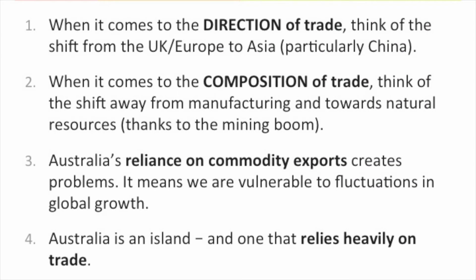Okay, what should you take from this video? First, when it comes to the direction of trade, think about the shift from the UK and Europe to Asia. Second, when it comes to the composition of trade, think about the shift away from manufacturing and towards commodities such as iron ore. Third, Australia's reliance on commodity exports creates problems. It means that we are vulnerable to fluctuations in economic growth, particularly among our major trading partners. And remember, while no man is an island, Australia is an island, and one that relies heavily on trade.